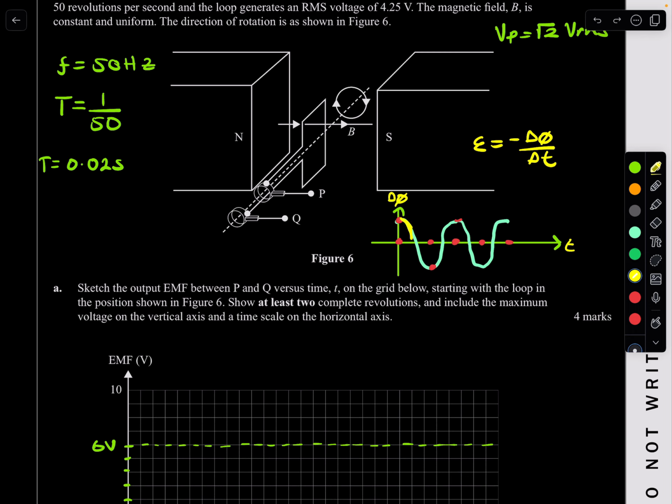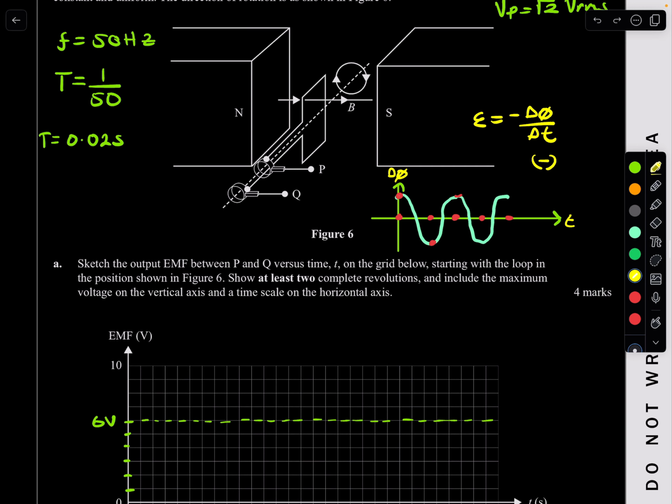So let's say, for example, we wanted to draw this part over here. We can see that the gradient is negative as it's going down. So if this value is negative, it gets multiplied by a negative, so it becomes positive. So when you're drawing your actual EMF, it's going to be a positive value. From here to here, it's all positive, so your EMF is going to be up here. It's going to look like that.